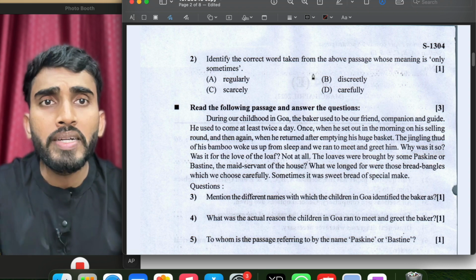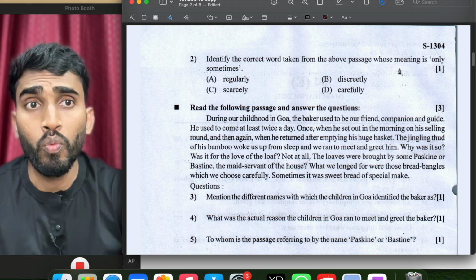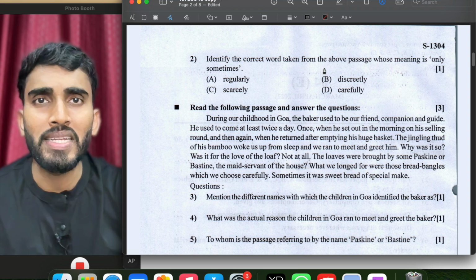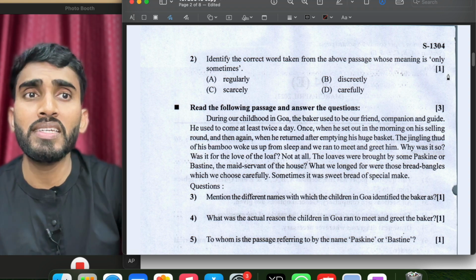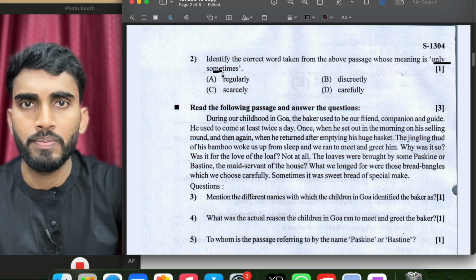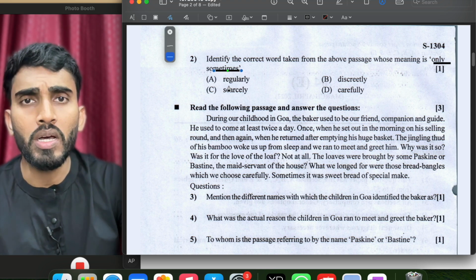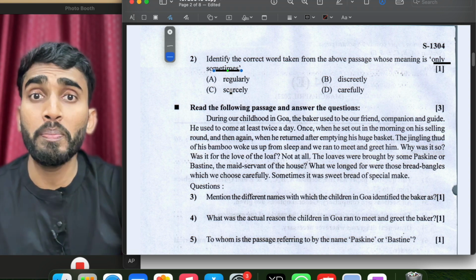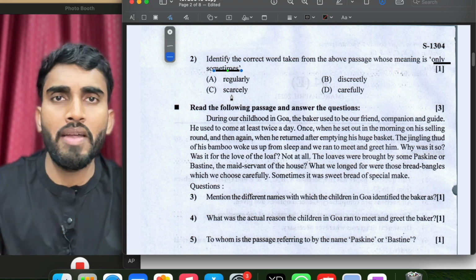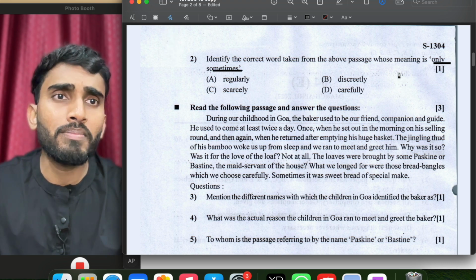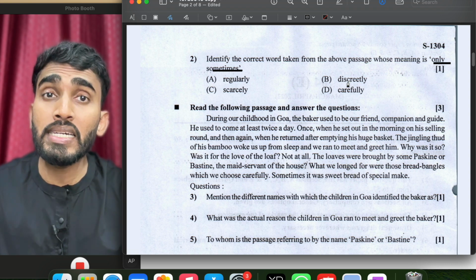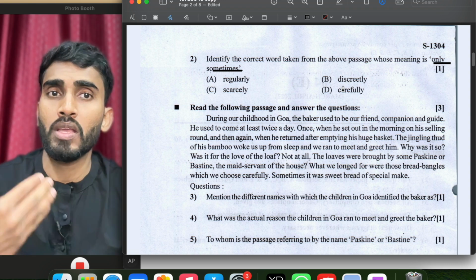Identify the word taken from the above passage whose meaning is only sometimes. So there is a word in the passage whose meaning is only sometimes. Regularly does not mean only sometimes. Regularly means very regular, like every time. Carefully and only sometimes do not match with each other. Discreetly also means carefully.